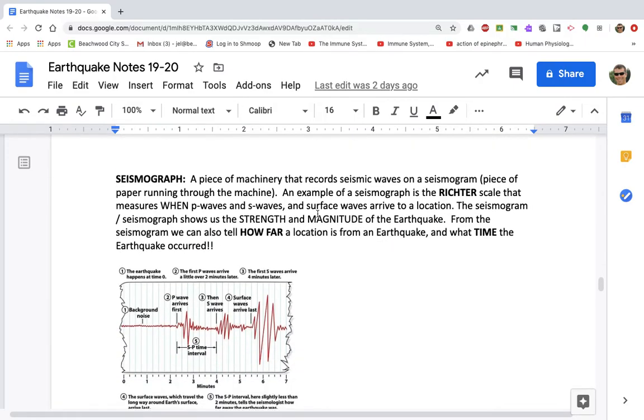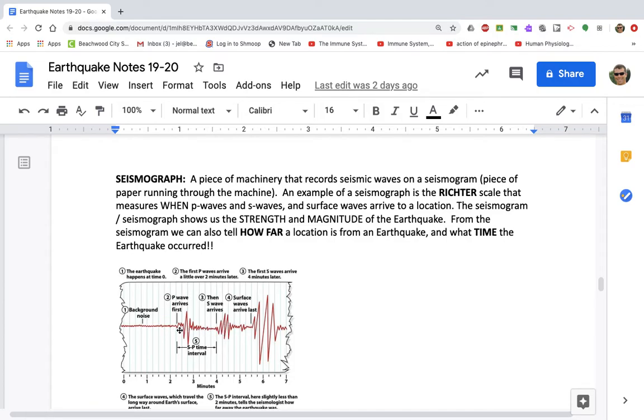Okay, so a seismograph, once again, is just a piece of machinery that records the seismic waves on a seismogram. And the seismogram is just this piece of paper that's traveling through the seismograph. And what you're going to see is the first blip to arrive, that's the P wave. Okay? And they're real short usually, too. And then the second blip to arrive, and these are going to be taller waves, are the S waves.